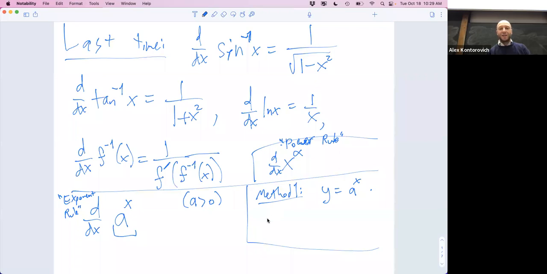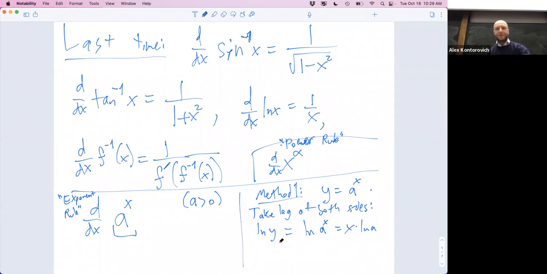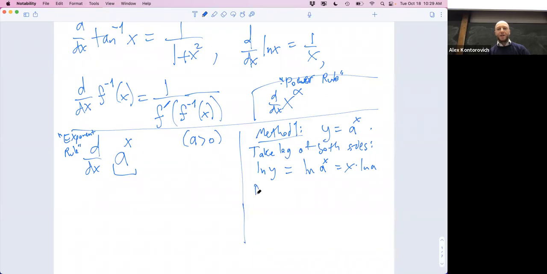Let's take logs of both sides. What you'll get is natural log of y is equal to... what's natural log of a power? Yeah, the x comes down exactly: x times natural log of a. And now we can differentiate both sides.